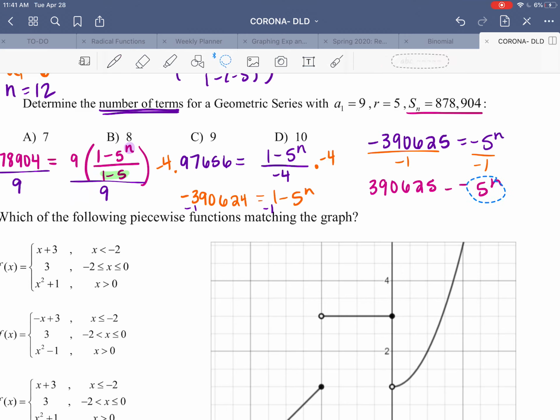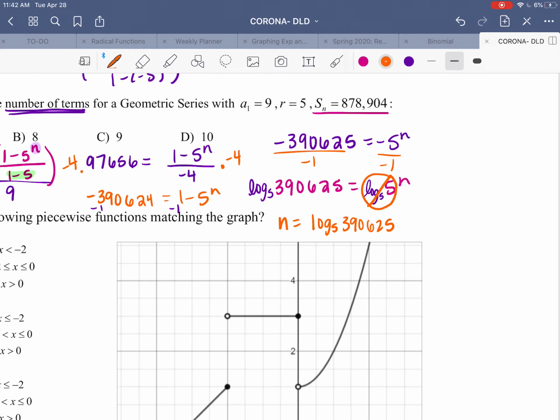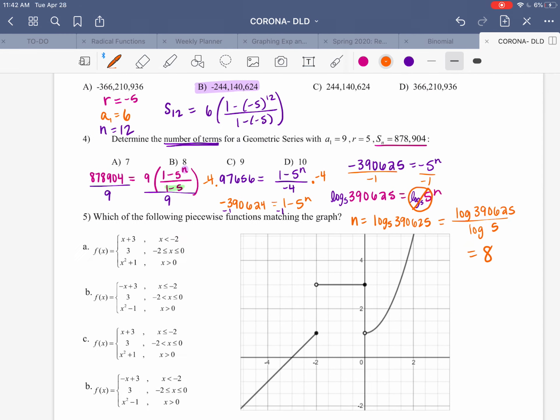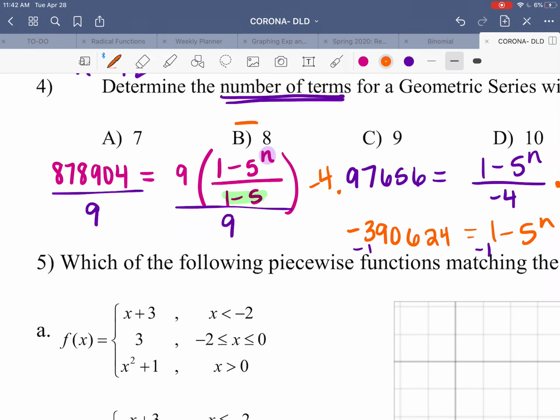And then last but not least, we want to get that n out of the exponent, so we're going to take log base 5 of both sides. Then this goes away, and we're left with n equals log base 5 of that. And then if you put that in the calculator, you would do that by saying log of this divided by log of 5. And when you type that in the calculator, you're going to get 8. Okay, so your answer would be 8.